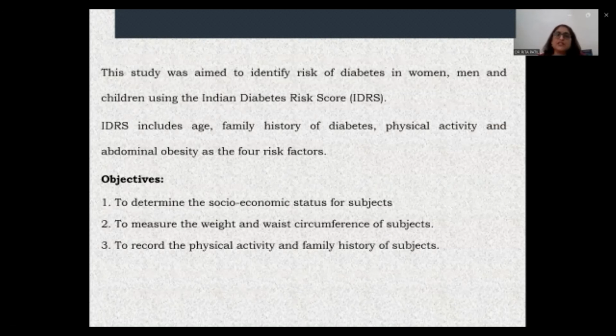This study aimed to identify the risk of diabetes in women, men, and children using the Indian Diabetes Risk Score. The Indian Diabetes Risk Score includes assessing age, family history of diabetes, physical activity, and abdominal obesity as the 4 risk factors. This score was developed by Dr. V. Mohan, one of the leading diabetologists in India. Our objectives were to determine the socioeconomic status of subjects, to measure the weight and waist circumference, and to record physical activity as well as the family history of subjects.